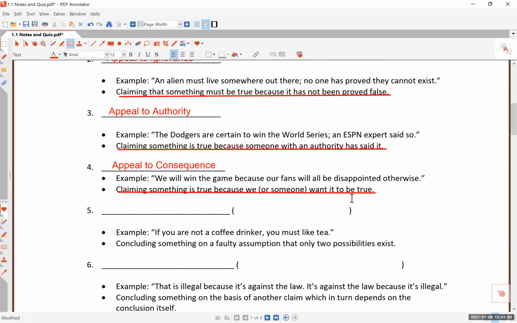We will win the game because our fans will be disappointed otherwise. Okay, or it's like somebody saying, I really believe that smoking is not bad for you because I just love smoking. Okay, now you may not agree with that statement. But replace it with something you like. If somebody, for instance, told me, you know what, coffee is bad for you, I would probably dispute it. And I would say, no, that's not true. Coffee is actually good for you because that's what I heard. And it is true that I have heard that coffee drinking is actually healthful.